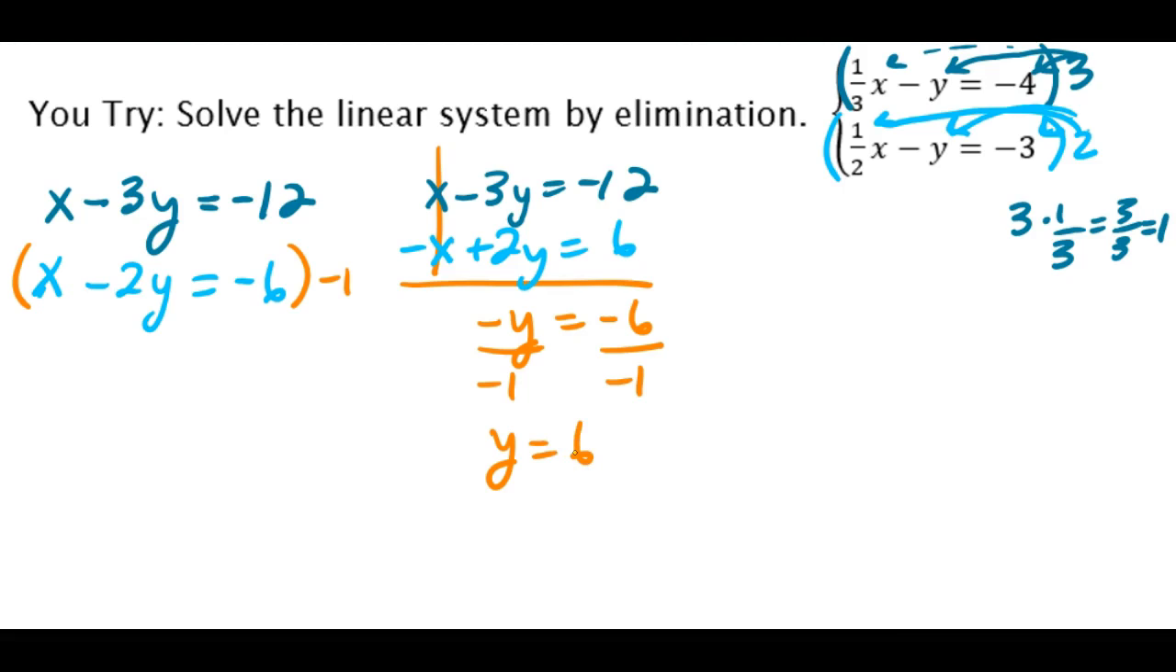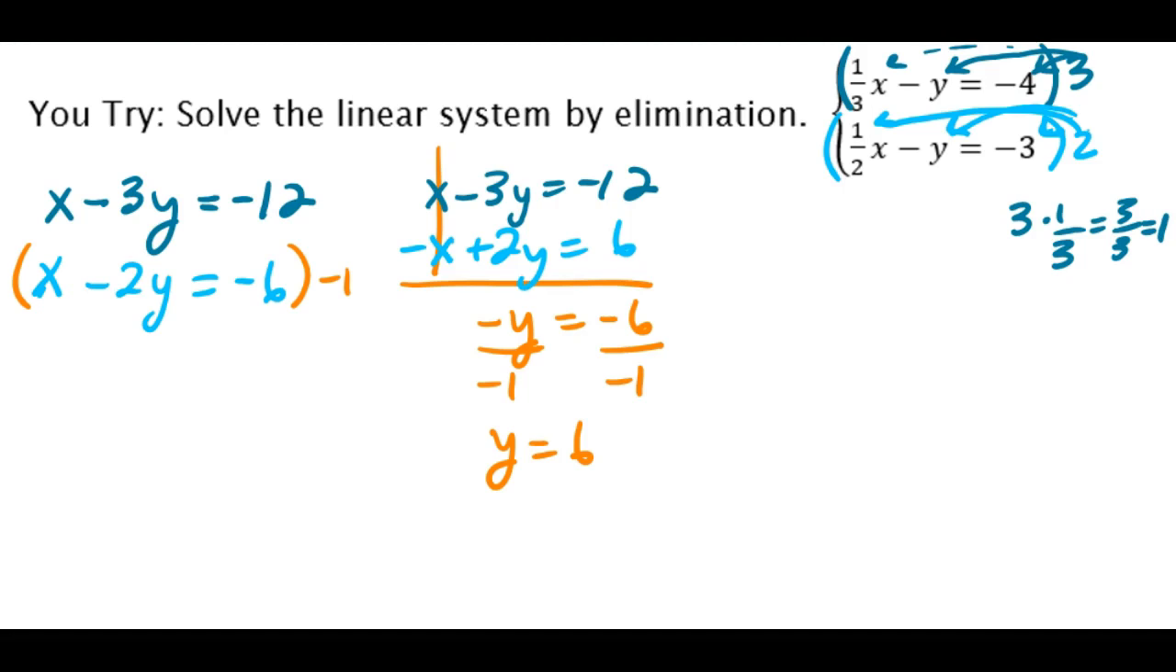Now the next thing I have to do is figure out my x value. If I really wanted to, I could go through this whole elimination process again. But I think the easiest thing to do is to take this 6 and plug it back into one of our original equations, which is kind of like substitution. So it's kind of like a hybrid of the two things that we're doing, but I think it's the best way.